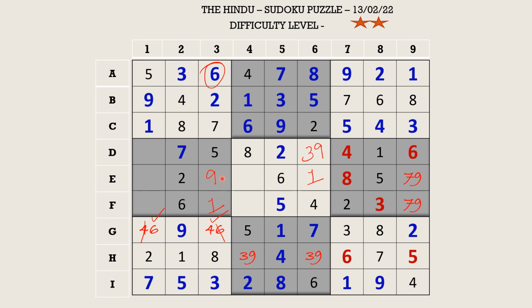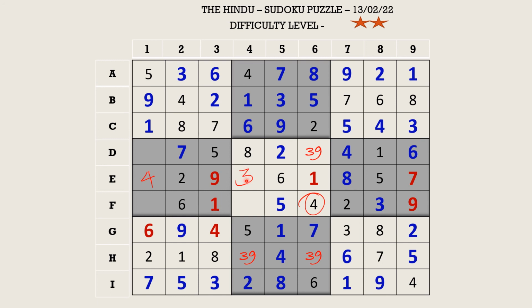This 9 cancels out the 9 here. So E9 takes 7 and F9 takes 9. In E row there are 2 missing numbers, that is 3 and 4. There is a 4 here which blocks this cell. So E1 takes 4 and E4 takes 3.